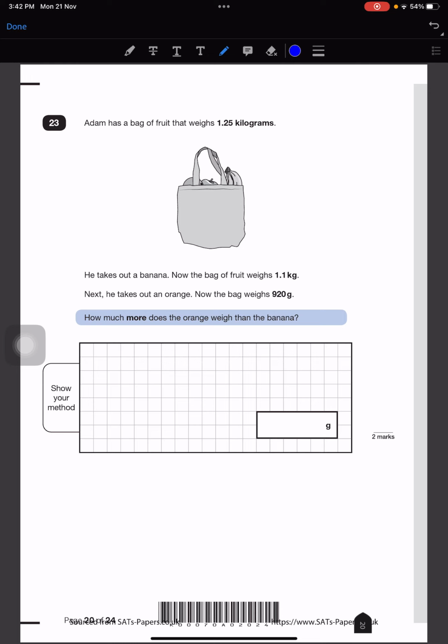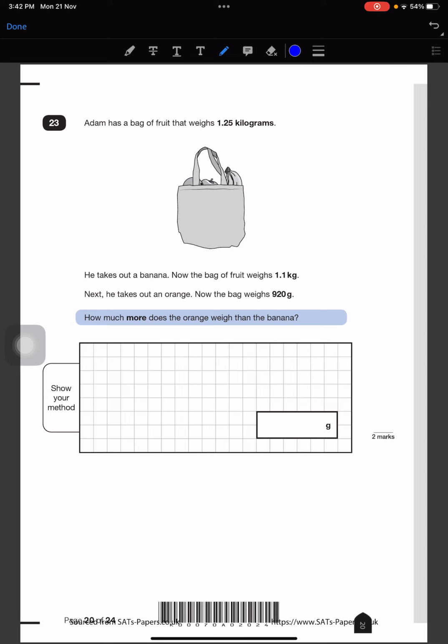Okay, next. Ahmed has a bag of fruit that weighs 1.25 kilograms. He takes out a banana. Now the fruit weighs 1.1 kg. Next, he takes out an orange. Now the bag weighs 920 grams. How much more does the orange weigh than the banana?